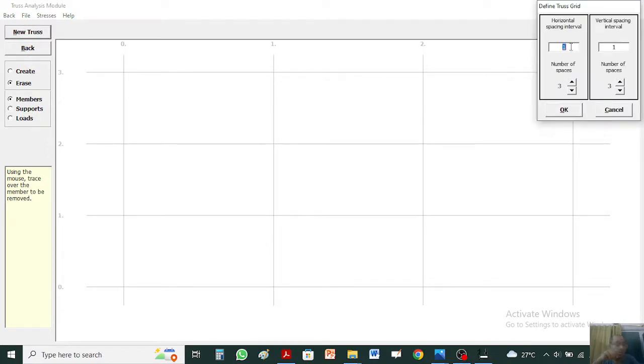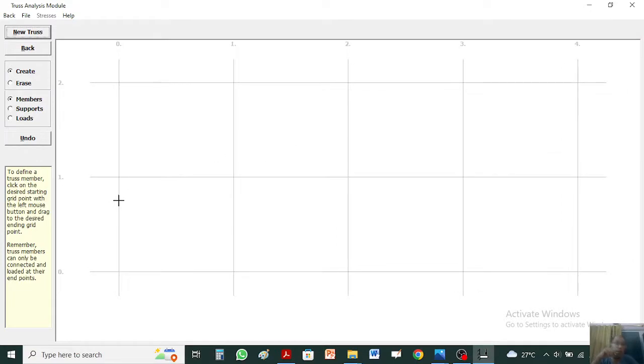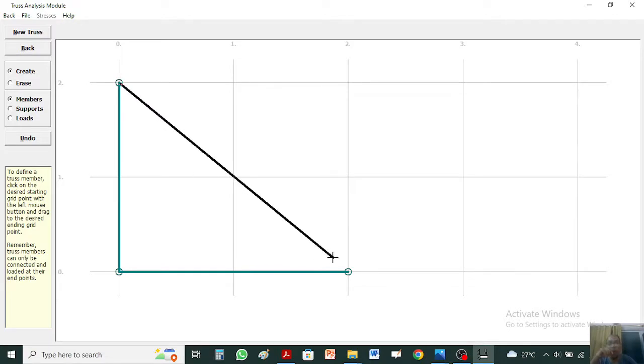We say that the horizontal spacing again will be 1, and the number of spaces we can define as 4, and again the vertical spacing interval is 1, and the number of spaces is 2. It will be more precise and similar along x and y. Okay, that will be better for us. Let's go for create. So we create members. We have got 3 members. The one member here is 2 meters, the other member is also 2 meters. You can see this is 2, and from here this is 2. The third member, if we do it correctly, has to be at 45 degrees to the base member, and that it is.